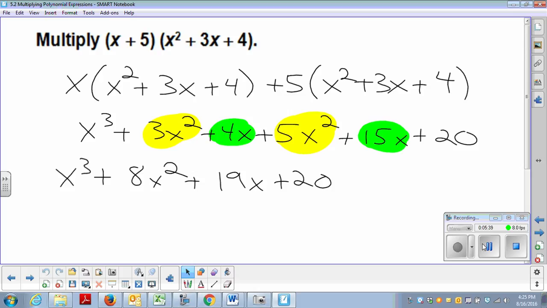Okay, again, this particular lesson is multiplying binomials times polynomials.